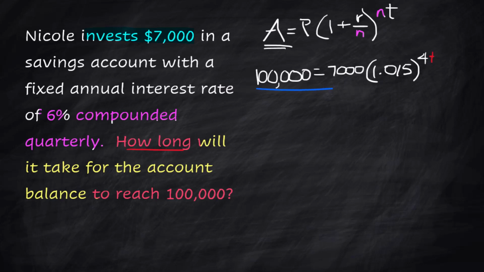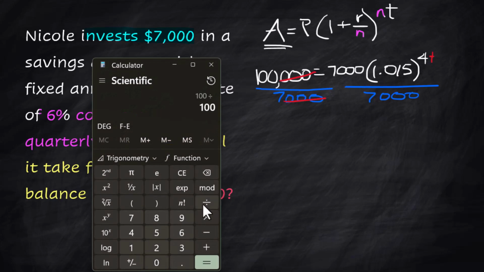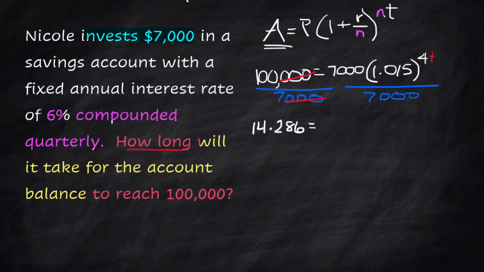Let's simplify by dividing by 7,000 first. I like to do a shortcut and just cross off my zeros. So when I do my math, I'm going to do 100 divided by 7, and that's 14.286. And that equals 1.015 raised to the 4t power. And when you have a variable in the exponent, it's called an exponential equation. And if you're not familiar with how to solve those, check out the video I have linked up above, and I'll also put the link in the description.